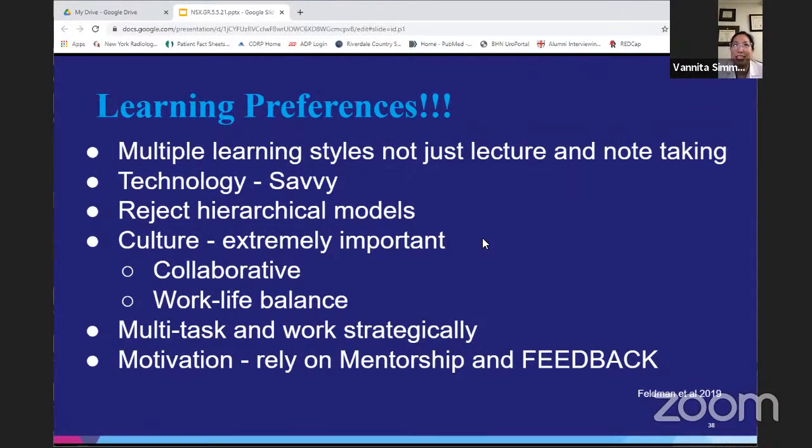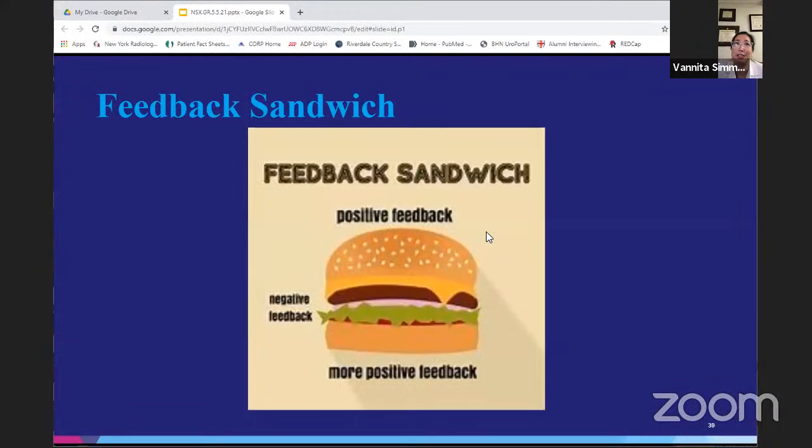They love multitasking, and I'm going to guess that their residents listening to this talk who are rounding and writing notes. And I know that's what my residents are doing when they come to conferences. They're multitaskers, they work strategically, and they rely on mentorship and feedback. So that's, again, going back to the importance of feedback. So our learners need feedback.